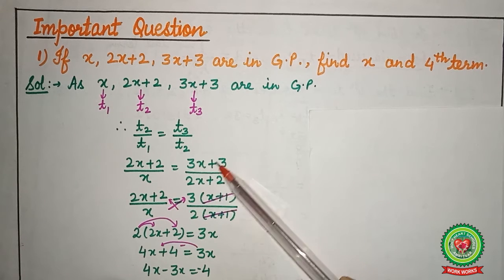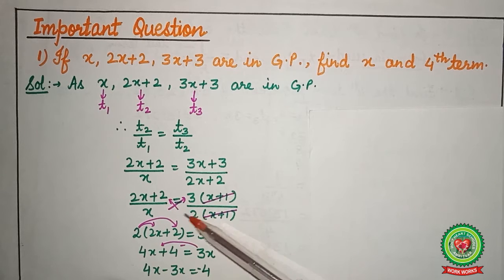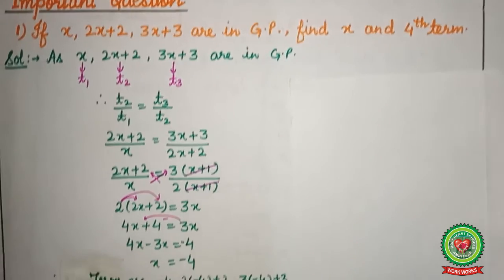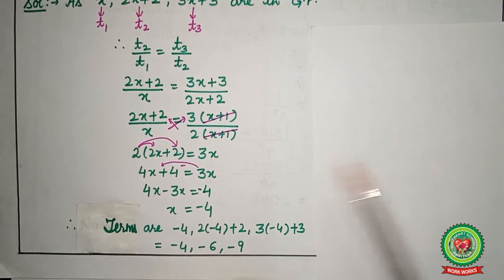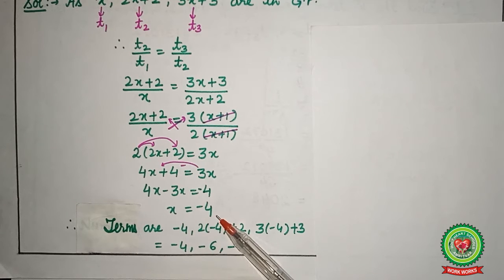Here simplification is also possible, so take 3 common, that is x plus 1, then take 2 common, x plus 1. These two terms are cancelled, then do the cross multiply. So here 2 into 2x plus 2 is equal to 3x. Now when you open the brackets, you will get 4x plus 4 is equal to 3x. Now collect like terms. We get 4x minus 3x is equal to minus 4. From here we will get the value of x, that is equal to minus 4.